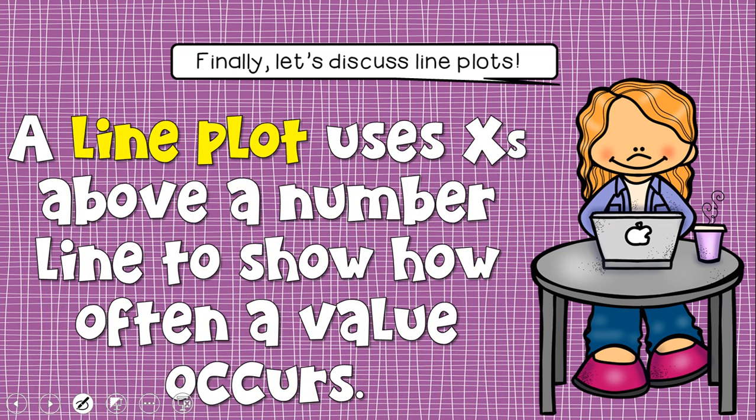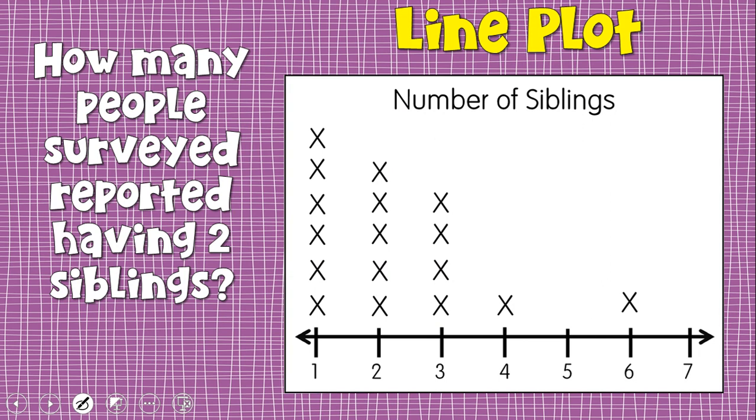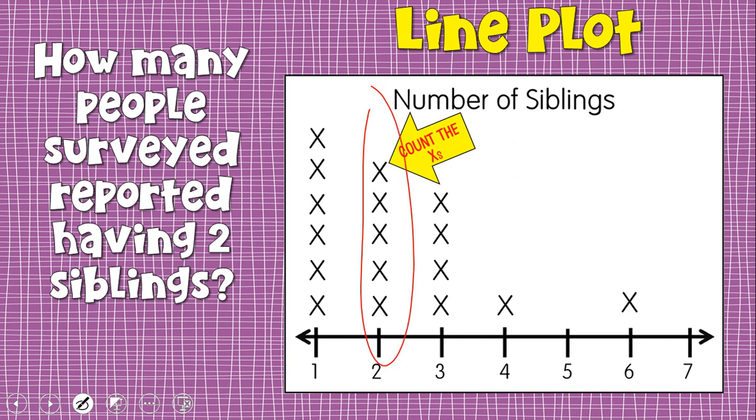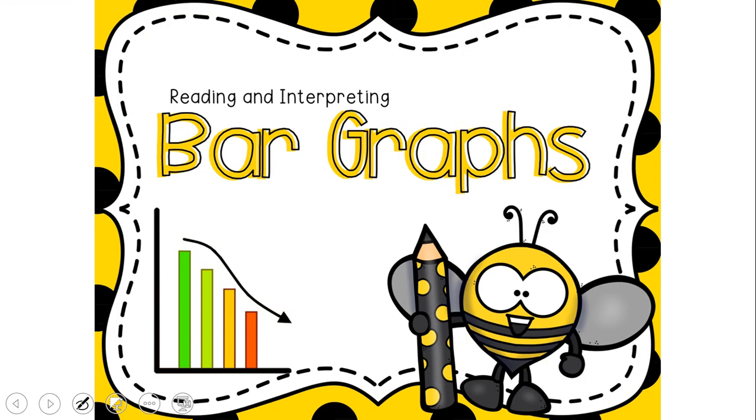Okay, we also talked about line plots, which is just when we have an X over a number line like this that shows how many of something there is. So here we had how many people surveyed reporting having 2 siblings. So remember, you would just count how many it is in 2, okay, which was 5.